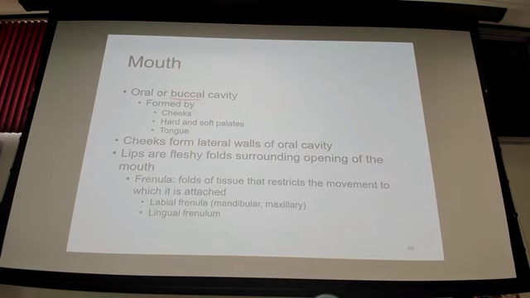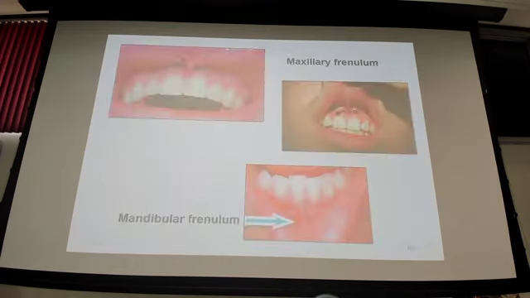And I love these fleshy folds surrounding the opening of the mouth. Think about that, right? Okay. Frenulum. You know what is a frenulum? Frenulum are the anchoring points, right? The maxillary frenulum for the maxillary bone, and the mandibular frenulum on the mandible. Okay, just holding, anchoring the lips in place.